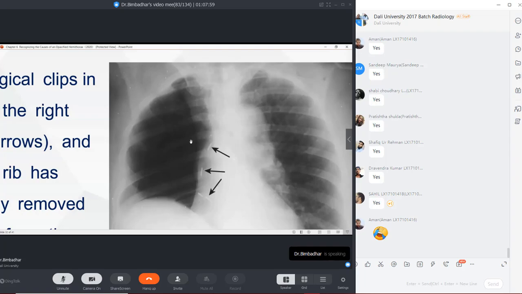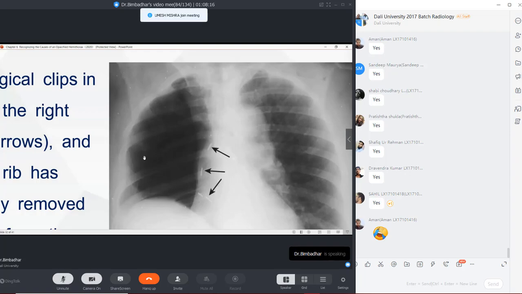So this rib has been removed. And then you see here there are metallic white densities. Metals look white. So these are surgical clips. They are placed in order, right? So this is the first 24-hour patient.